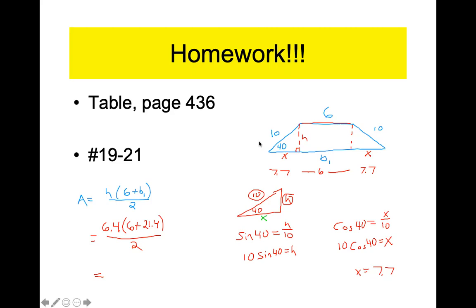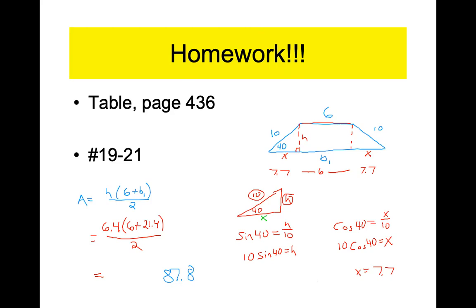The book says the answer is 87.8. What did you get? 87.68. Okay, so don't panic if you're looking at the odd ones and wondering why you're a tenth or two off for the trig ones.